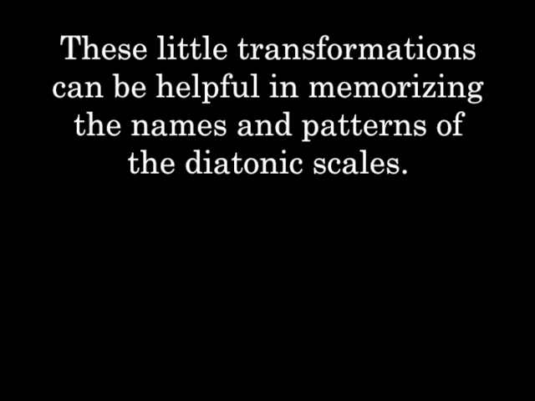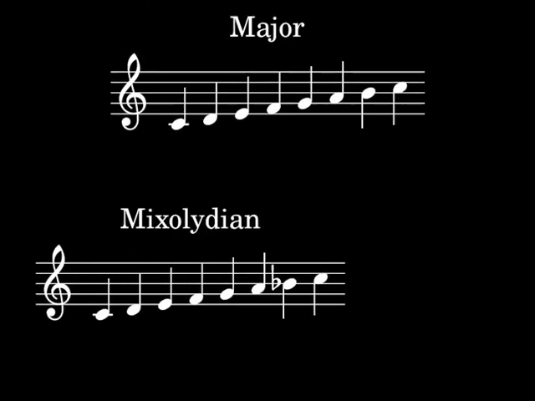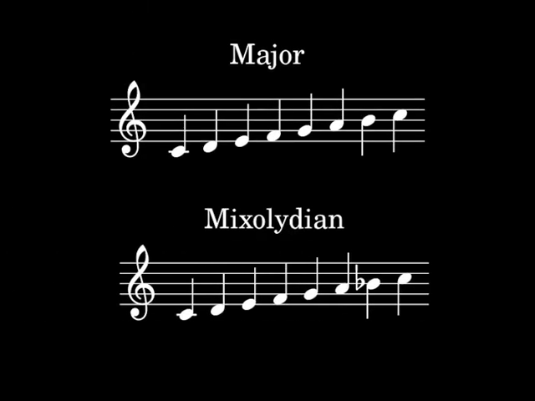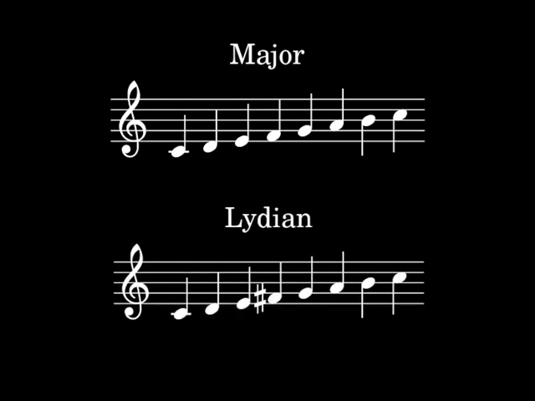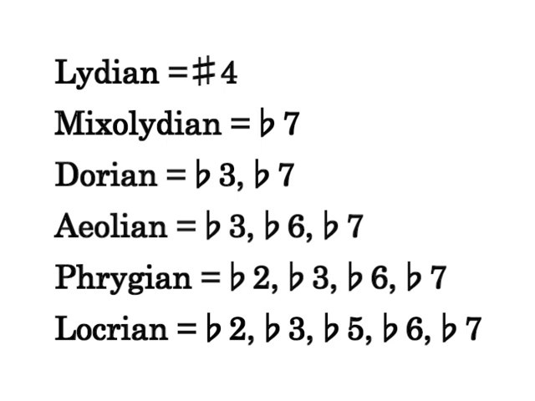Still, these little transformations can be helpful in memorizing the names and patterns of the diatonic scales. For instance, Mixolydian is a major scale but with a minor seventh. Dorian is like major but has a minor third and seventh. Lydian is like major but with an augmented fourth. This is a whole lot easier than calculating in your head that Dorian is the second mode, doing the rotation in your head then transposing down into the current key. It's easier just to remember the transformations of each diatonic mode.